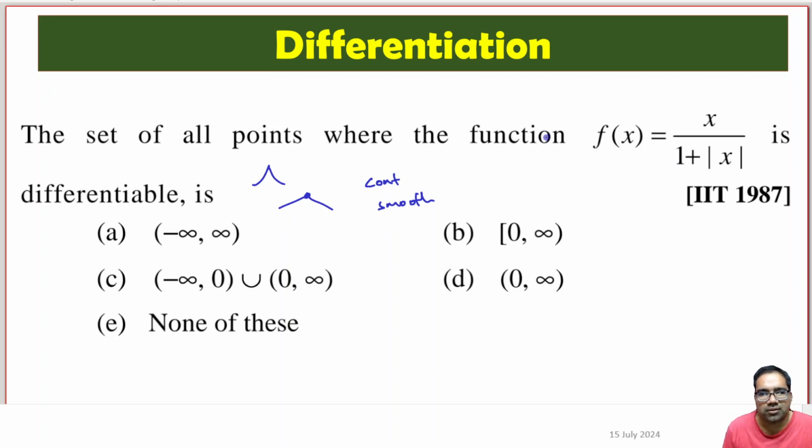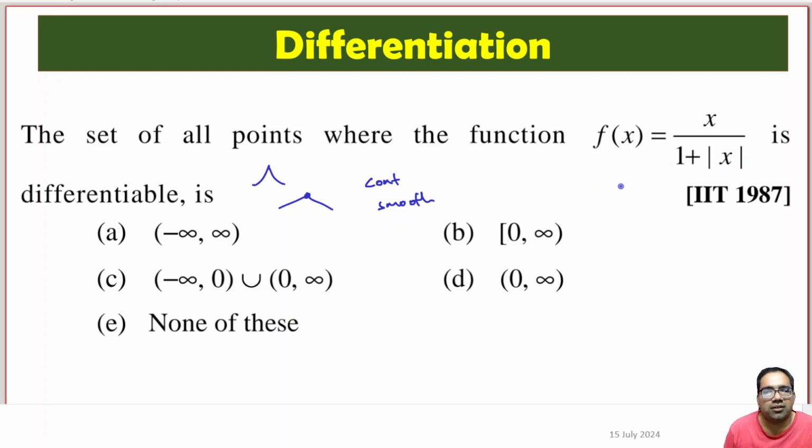Right, x by 1 plus absolute value of x. So firstly, please note the denominator will always be positive because the absolute value of x is always greater than or equal to 0. So there is no question of denominator becoming 0. The lowest 1 plus absolute value of x can become is 1, when absolute value of x becomes 0. Denominator is never negative. So there are no vertical asymptotes.